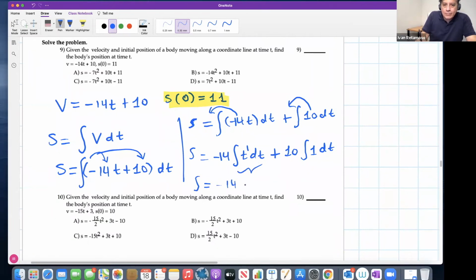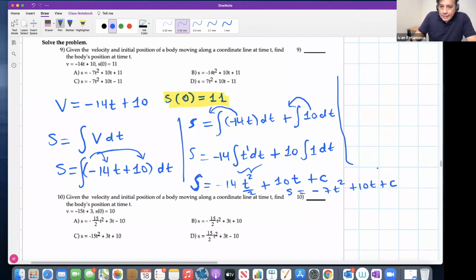Since t has exponent 1, using the power rule, its antiderivative is t squared over 2, right? t squared over 2 plus 10. The antiderivative of the constant function 1 is the identity function t plus a constant. This is the value of S, the position function. And simplify this: S is equal to minus 7t squared plus 10t plus a constant.